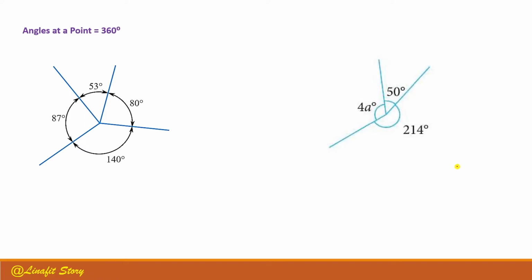The sum of angles at a point is 360 degrees. So for example here, 53 plus 80 plus 140 plus 87 is equal to 360 degrees. Calculate the value of A in this figure. Remember, angles at a point is equal to 360 degrees. So A plus 50 plus 214 is equal to 360 degrees.